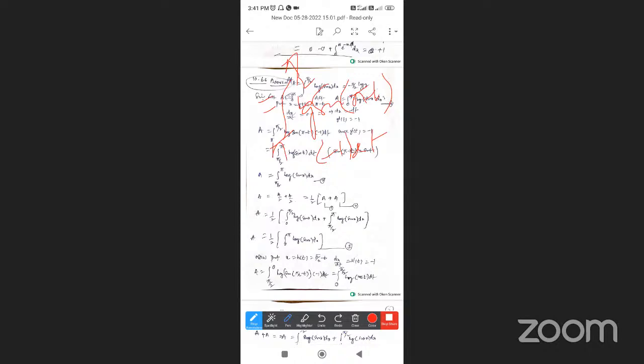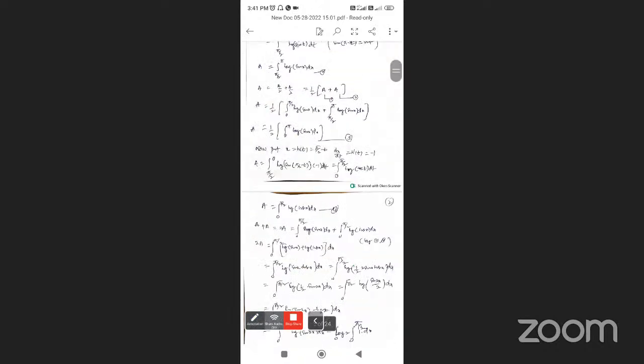So this is a minus integral, and the limits will change: upper and lower are swapped. So this is pi by 2 to pi of log of sin t dt. This is a change of variable. So A is equal to the integral from pi by 2 to pi of log of sin t dt, that is, the integral of log of sin x into dx. This is equation number 2, with the variable t in place of x. Now it is simple like this.